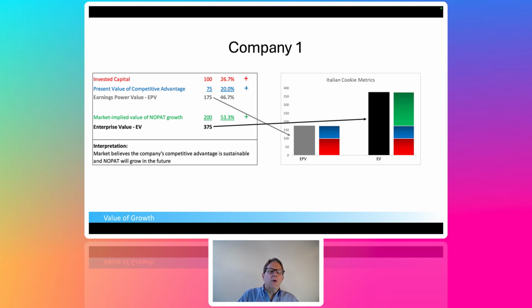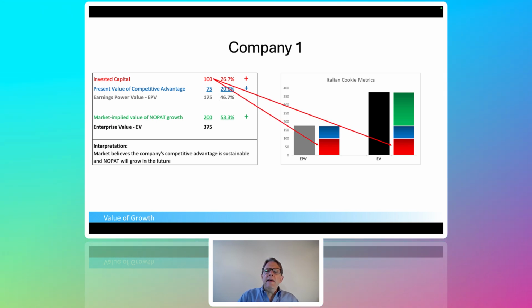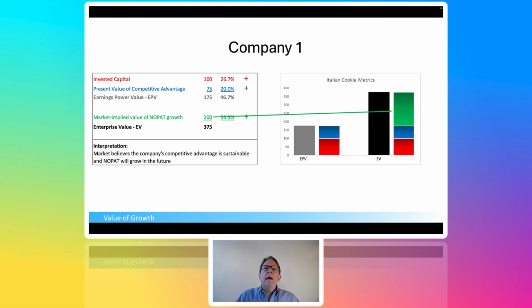So there's your earnings power value, kind of a dark gray, that maps over, and there's your enterprise value, black, that maps over, and then you can see that your invested capital maps over each of those two charts on the right. Your present value competitive advantage and market implied value growth only show up as a component of your enterprise value. All right, so the table on the left drives the chart on the right. You can see where the numbers come from.